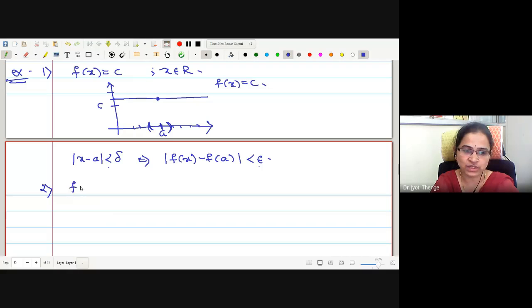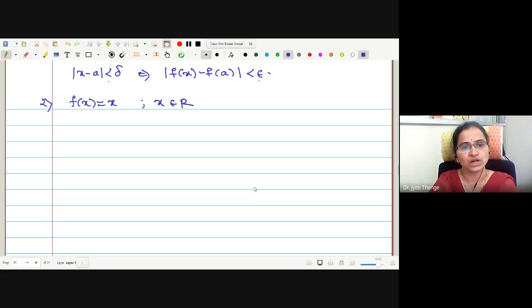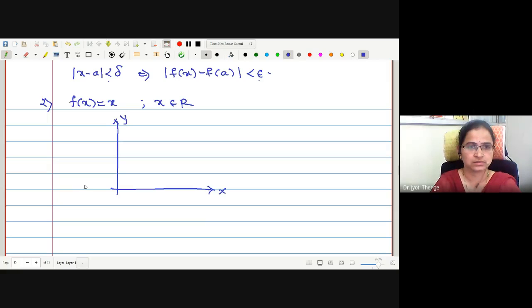Let us go for the next example. Suppose I am writing f of x is equal to x for x in R again. Whether this function is continuous, what kind of representation it will be, what kind of graph it will be. How can I draw a graph of the function f of x equals x on an R2 plane? Yes. What kind of graph is it?